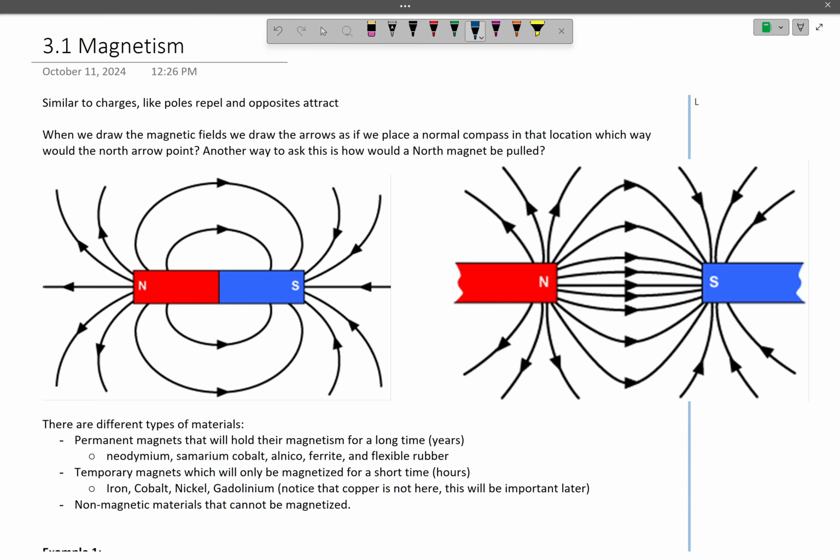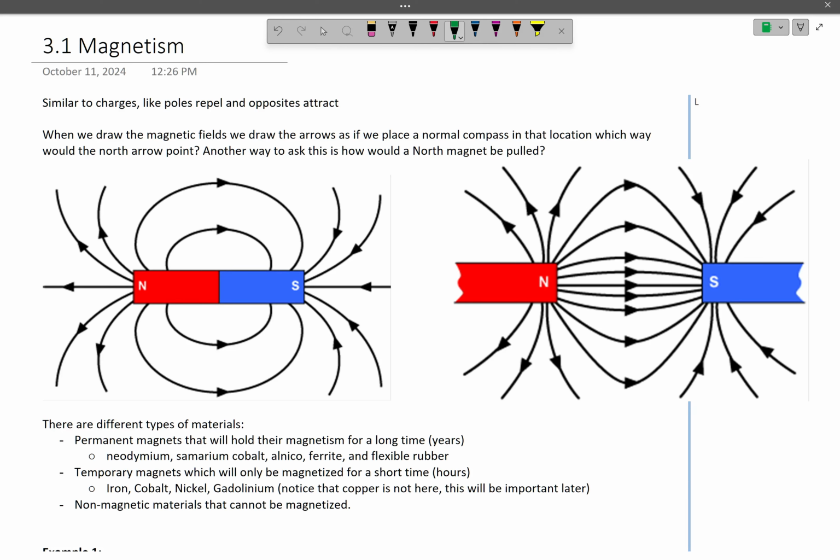But moving on, when we draw magnetic fields, we draw the arrows as if we placed a normal compass in that location. What way would the north arrow point? Another way to ask that is, how would a north magnet be pulled if you put it into that location? Obviously you can't just have a north magnet, it has to have a south pole on that magnet as well, but we just kind of imagine a north position in that spot.